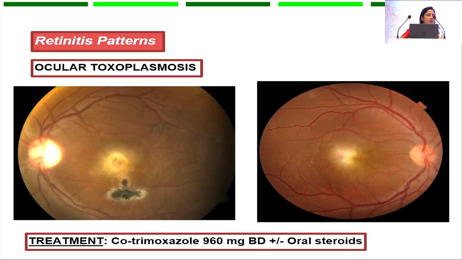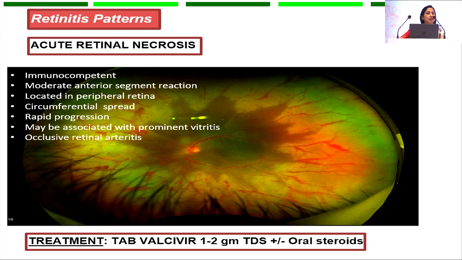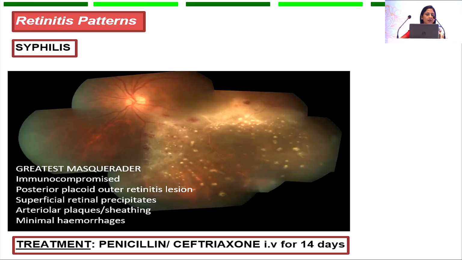Just touching a few diseases: ocular toxoplasmosis, we know that it would be a yellowish-white lesion next to a scar. And if it is the first episode, you would see a yellowish-white lesion right at the posterior pole somewhere. Treatment is with cotrimoxazole along with, plus minus, oral steroids. In acute retinal necrosis, in the periphery you would see a circumferential pattern of yellowish-white necrotizing retinitis, and it's usually in immunocompetent people. Treatment is with valacyclovir, 1 to 2 grams depending upon the quadrants involved, plus minus steroids.